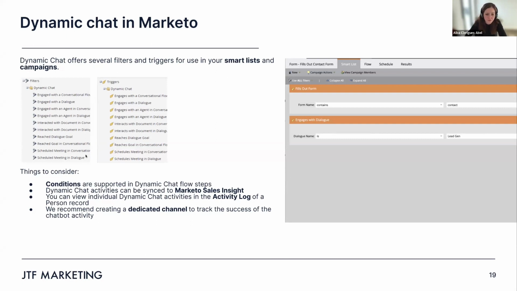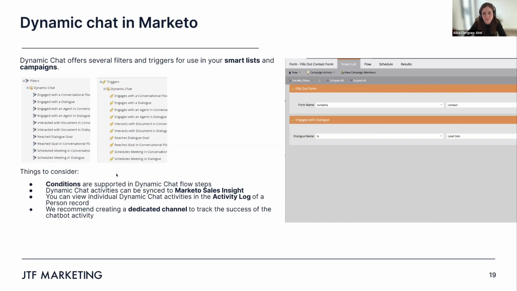And then some other things to consider is that conditions are supported in the flow steps of a campaign for dynamic chat filters. So you can use any of those in a flow step. For example, when you send an email and add choices, you can decide depending on the dialogue that they interacted with to send one email or one alert or whatever you want to do in the flow. Then also the dynamic chat activities can be synced with Marketo Sales Insight. You can also create interesting moments based on that. But for that, you are required to do some steps on the integration with MSI and Salesforce first.